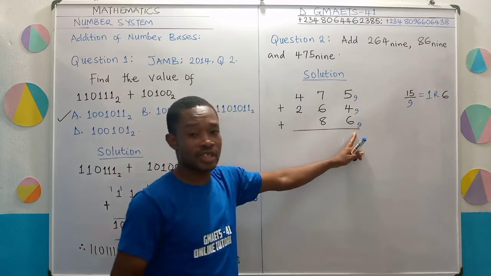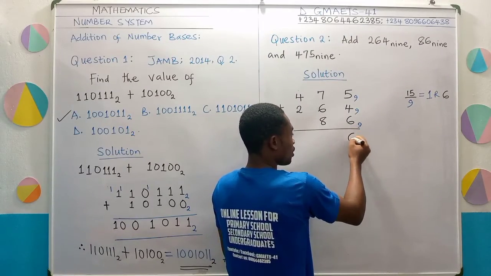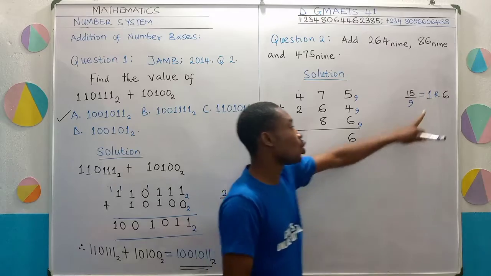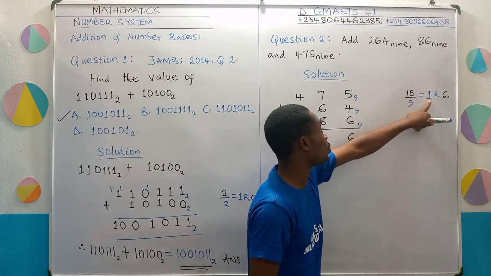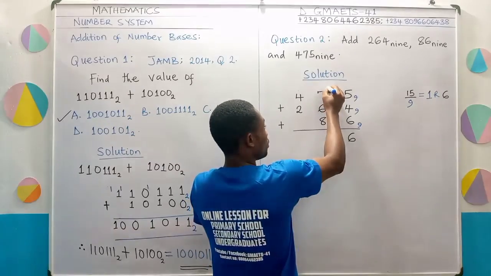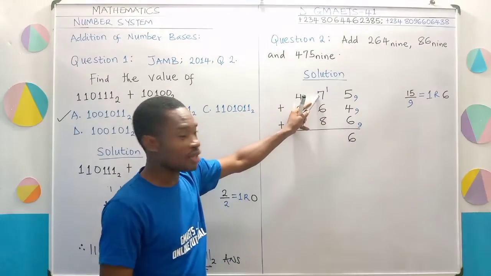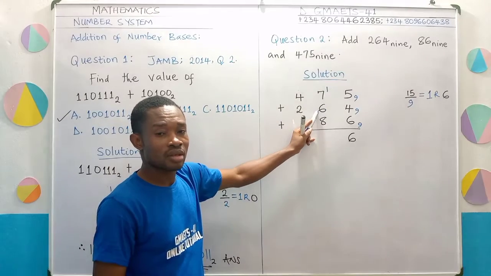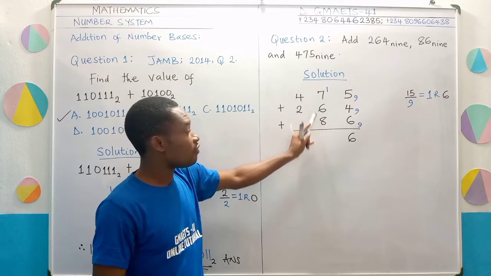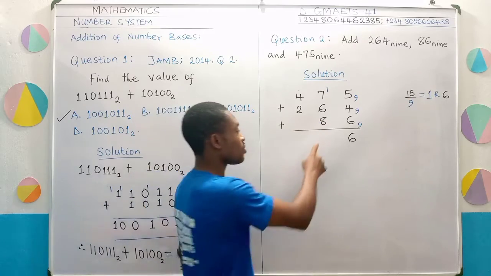You know what to do. Transfer the remainder, which is 6, to this place. That's what you record here. So this will be 6. And then you move the whole number of times, 9 into 15, which is once, to the next place value. Then you now add 1 plus 7, which will give you 8. 8 plus 6 is 14. 14 plus 8 is 22. You cannot record 22 here.